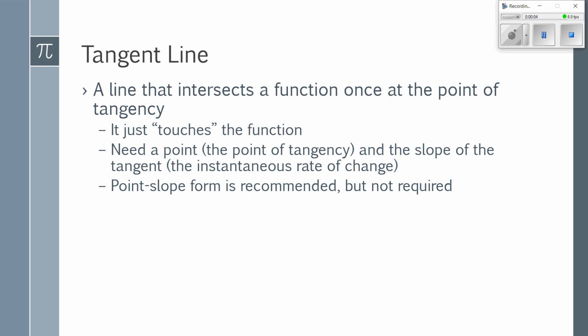So tangent lines. We are going to be spending a lot of time in this course working with tangent lines. A tangent line is a line that intersects a function once at a point of tangency. It's the idea that it just touches against the curve. So if this is my curve, an example of a tangent line would be this, where right here is the point of tangency. Or if I say, here is my point of tangency, that would be a tangent line.